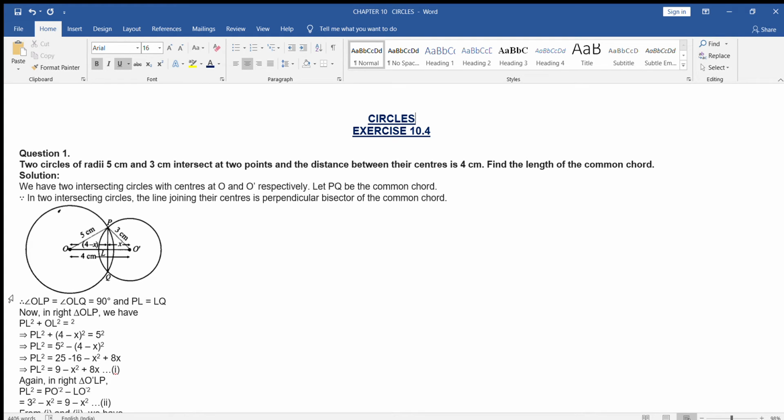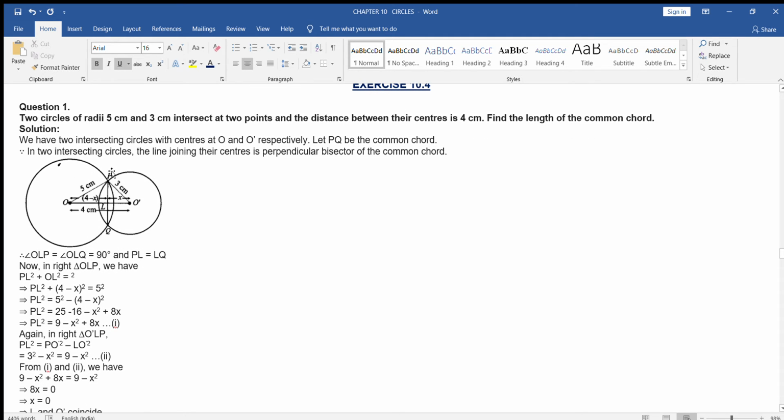Okay, now see the first question of our exercise. Two circles are there with radii 5 and 3. They intersect at 2 points and the distance between their centers is 4. The distance between the centers means the distance of O and O dash, which is given here as 4. What do you have to find out? We have to find the length of the common chord, that is PQ.